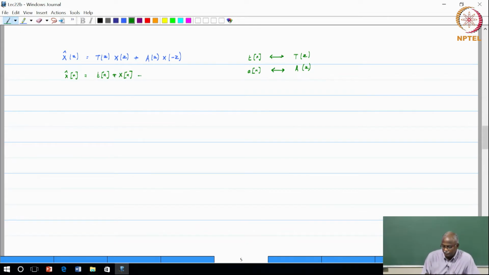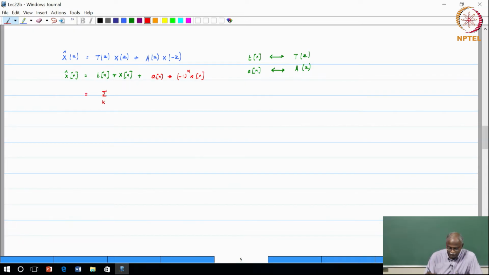Second term, please tell me what this is. A of n convolved with minus 1 raised to the power n x of n, correct? Good, very good. So now please help me write the actual convolution sums.